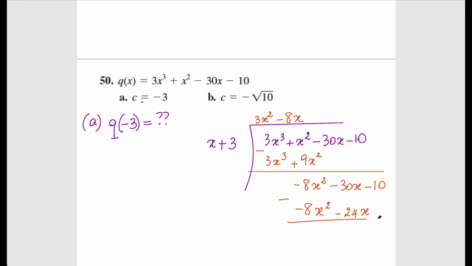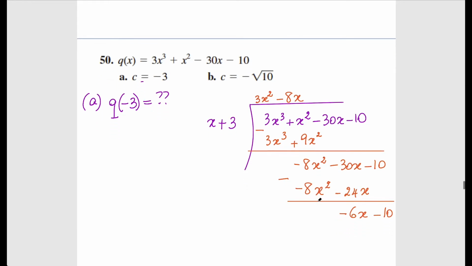And I'm subtracting the bottom from the top. This minus itself, gone. Minus 30x plus 24x, that's -6x minus the 10, right? Minus the 10. Okay, one more time. I need to multiply x with something to get -6x. So that's going to be -6. -6 times x is -6x. And -6 times 3, that's -18. If you subtract, this minus itself is 0. -10 plus 18, that's plus 8, right?